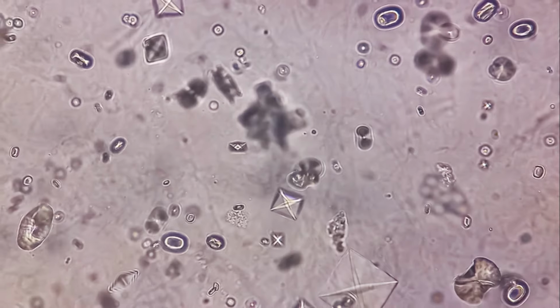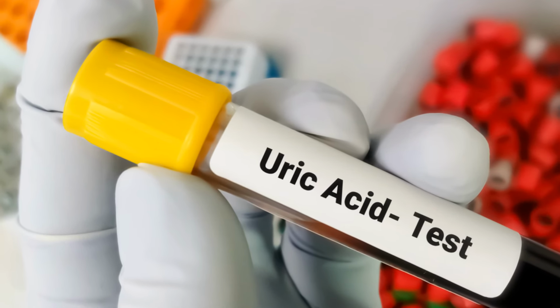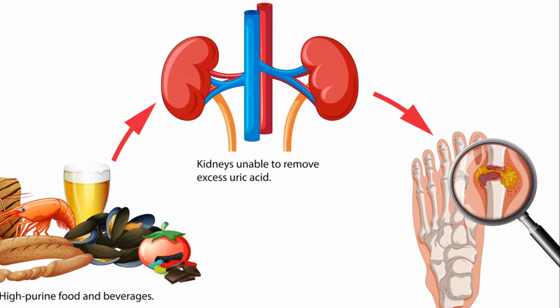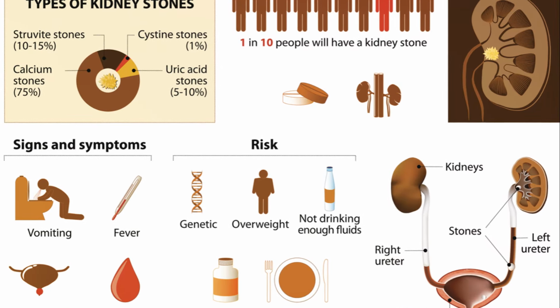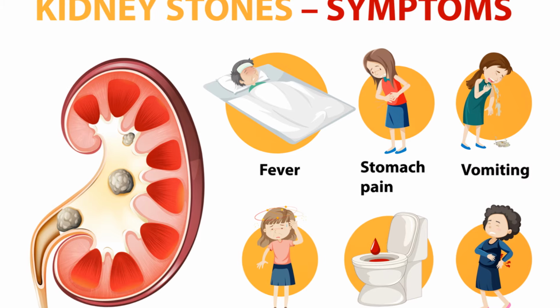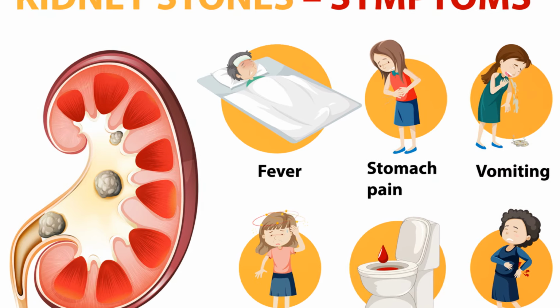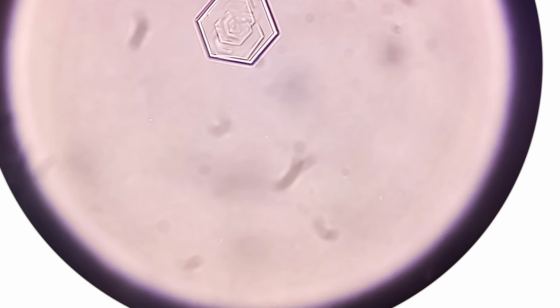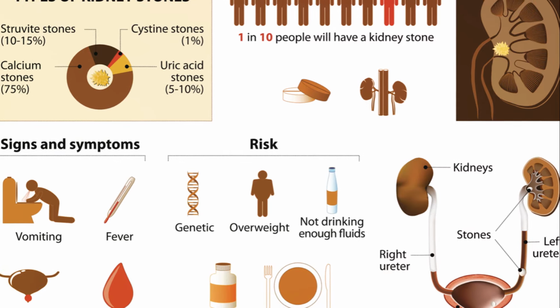Next up are uric acid stones. These tend to form in people who consume a high-protein diet, those with gout, or those who are frequently dehydrated. Then we have struvite stones, which often result from kidney infections. These stones can grow quickly and become quite large, making them particularly problematic. Finally, there are cystine stones. These are rare and usually occur in families due to a condition that causes cystine to leak into the urine.